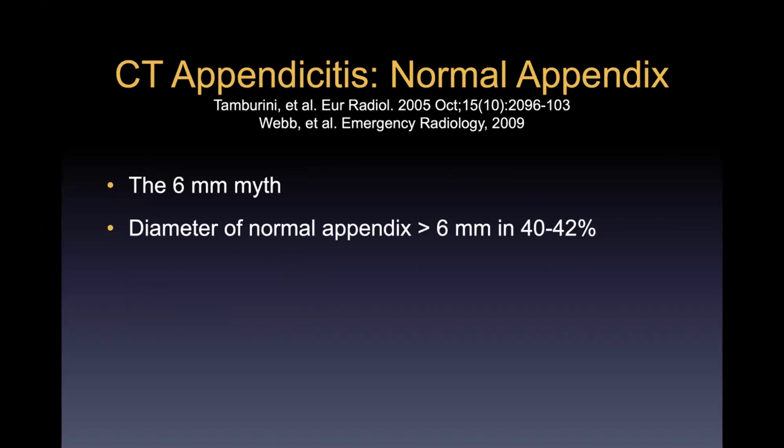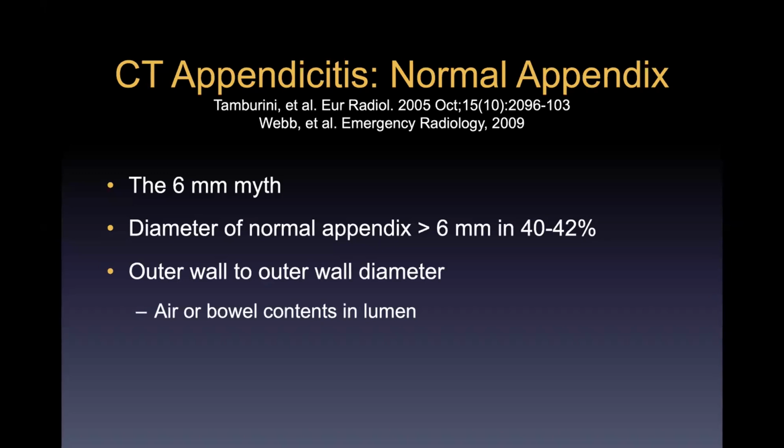This just doesn't hold true, at least at CT. That number sort of emerged from the ultrasound literature where you're looking at the appendix with graded compression. But at CT, the diameter of the normal appendix is greater than 6 millimeters in about 40% of cases. So don't want to use that as a cutoff. Now we're of course referring to an outer wall to outer wall diameter. And that statistic of 40% of these being larger than 6 millimeters does not take into consideration what is in the lumen of the appendix. So whether there's stool or air or fluid or whatever, it's just all comers.